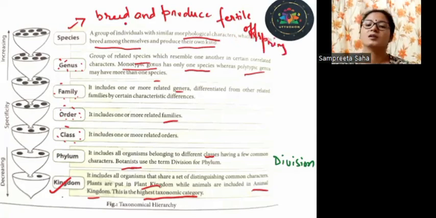All right. So species, that's a group of organisms which has similar morphological characters. The similarity is the maximum. The similarity increases from kingdom to species. So it's a group of organisms that can breed among themselves and they have similar characteristics and they produce fertile offspring. This is a very important word, producing fertile offspring, in the definition of species.